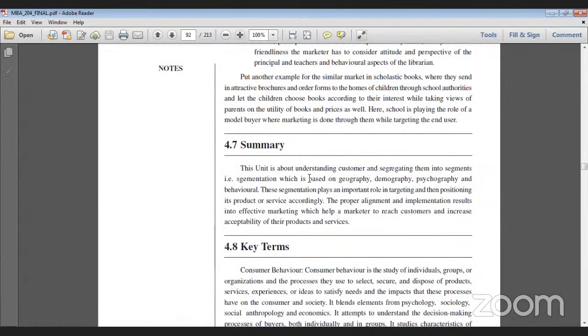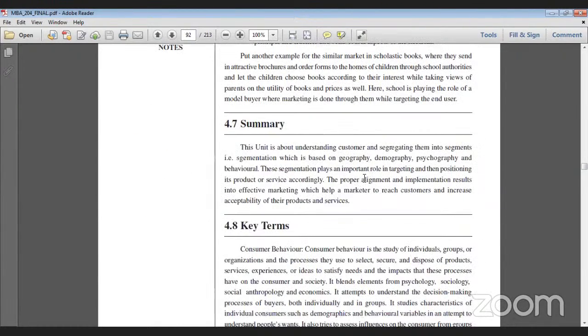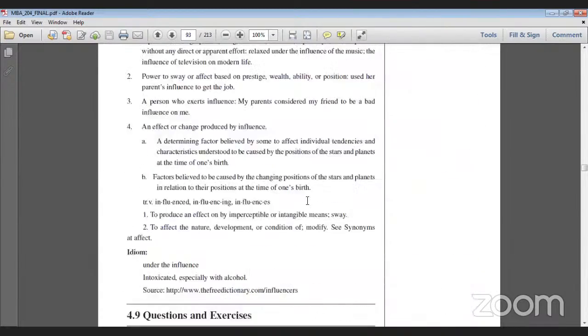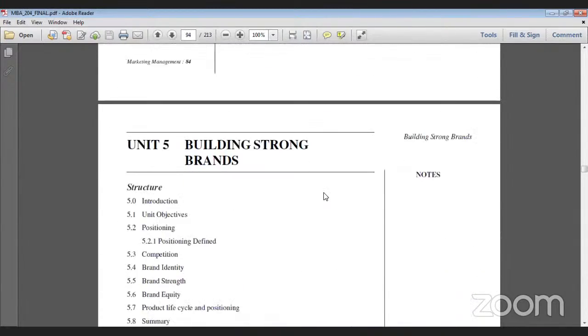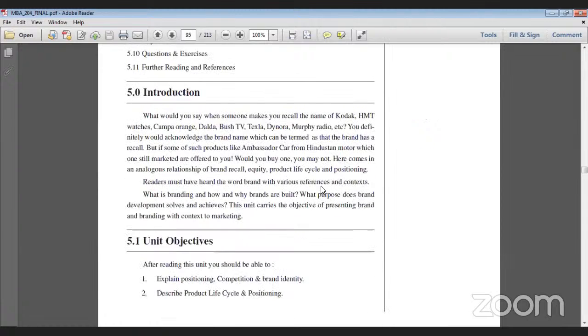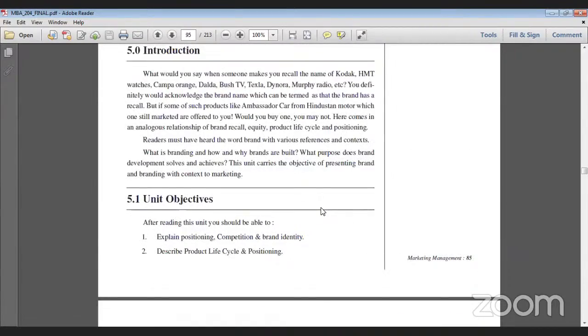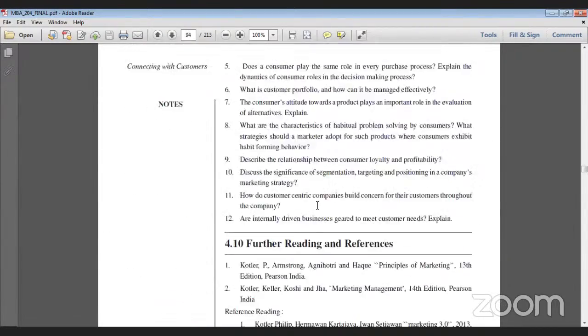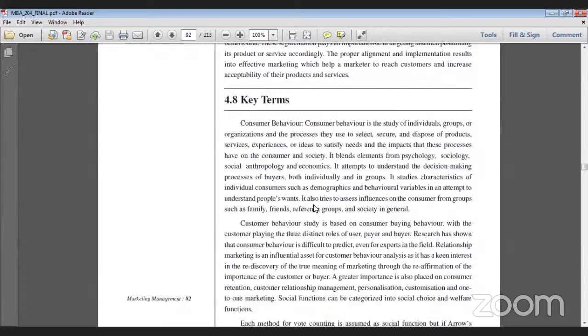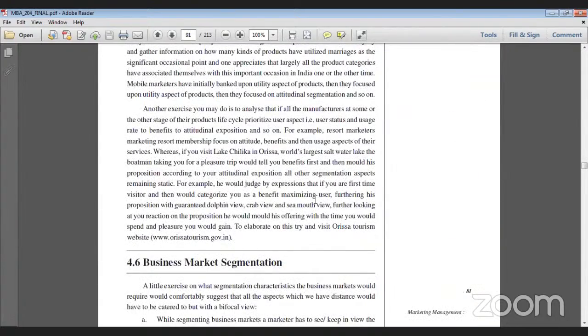Then they have given a lot of examples over here as we have discussed, the segmentation examples, right? Now building strong brands. Now see how we are able to build a brand. Before going to this concept, I just want to provide you a little bit about the benefits and importance of market segmentation, because the benefits remain.